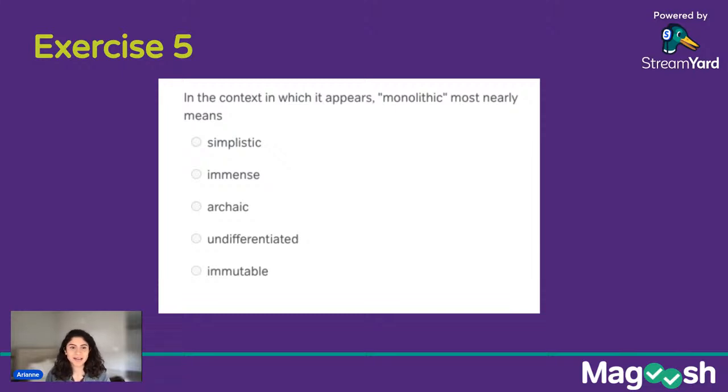Immutable. All right, immutable. The point isn't that 19th century viewers had interpretations that didn't change. That's what immutable means. Change versus stability is not what the passage is about. Now, D is the correct answer here.